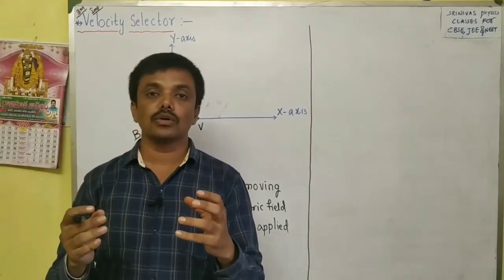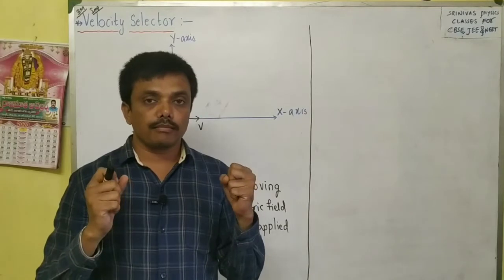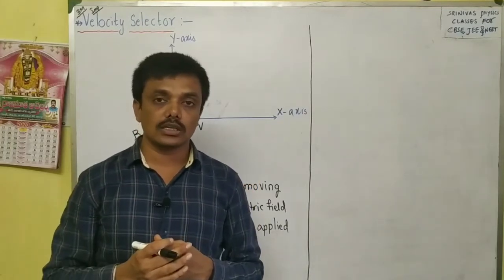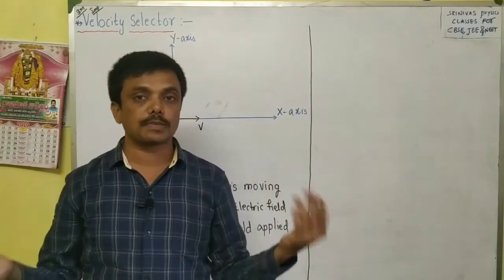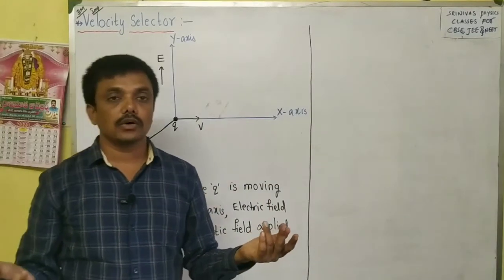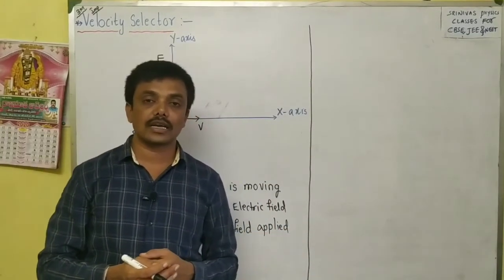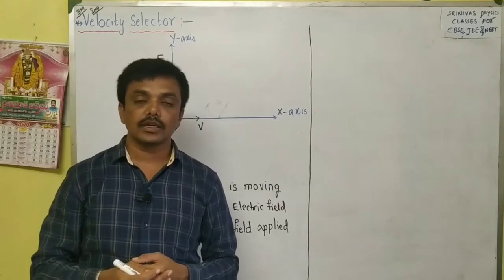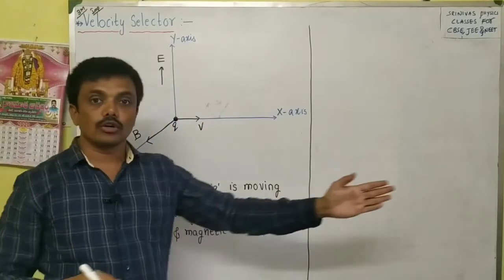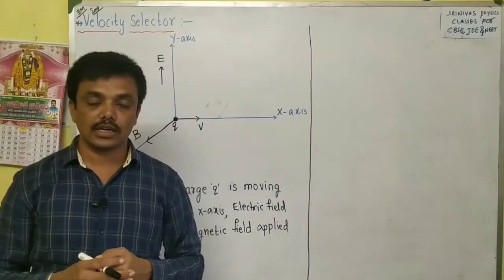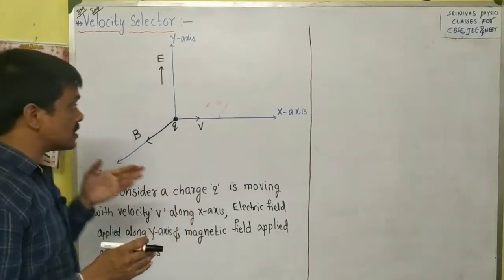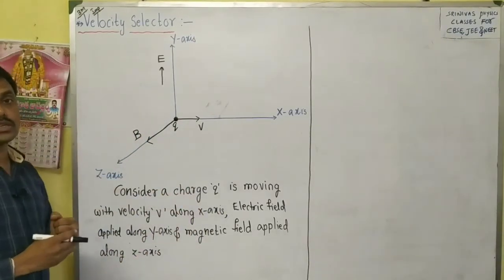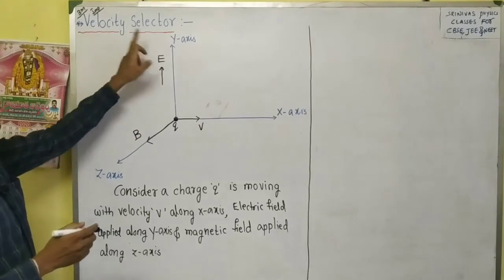You want to give certain velocities to the charge. That is useful for experimental purposes. For example, in the Rutherford alpha scattering experiment, the alpha particle is given a certain velocity. Like this, to give a certain velocity to a particle, we have to use the velocity selector.